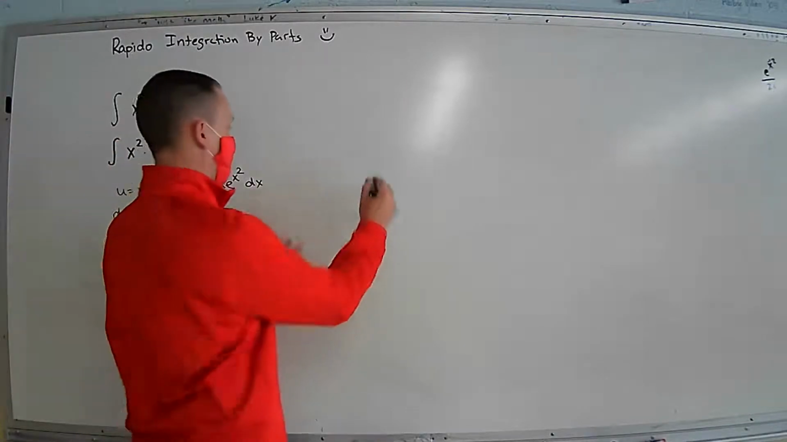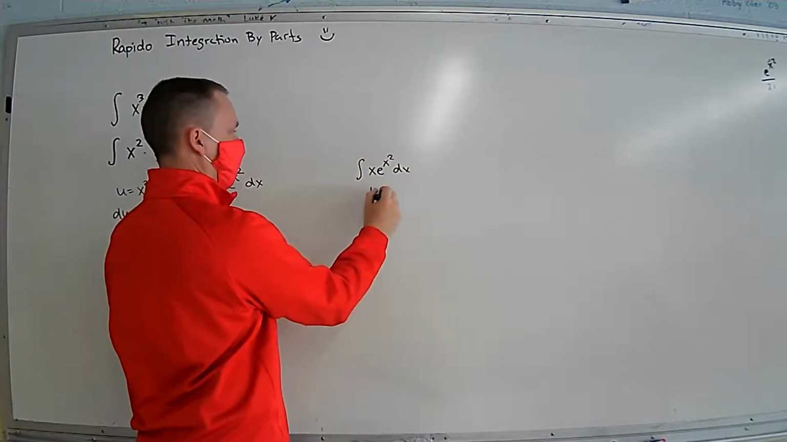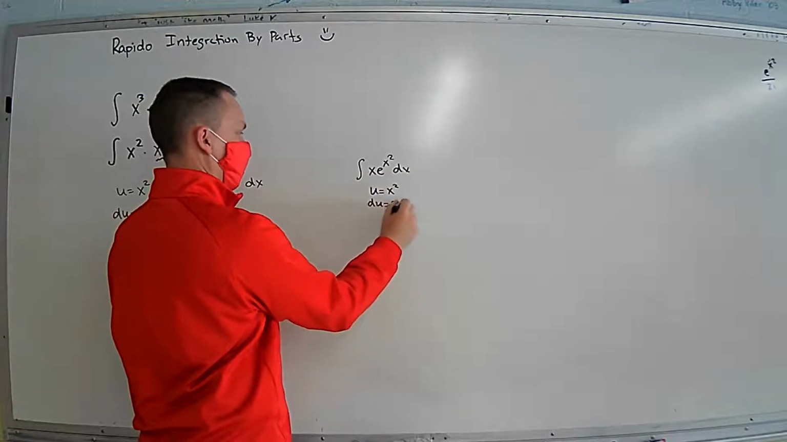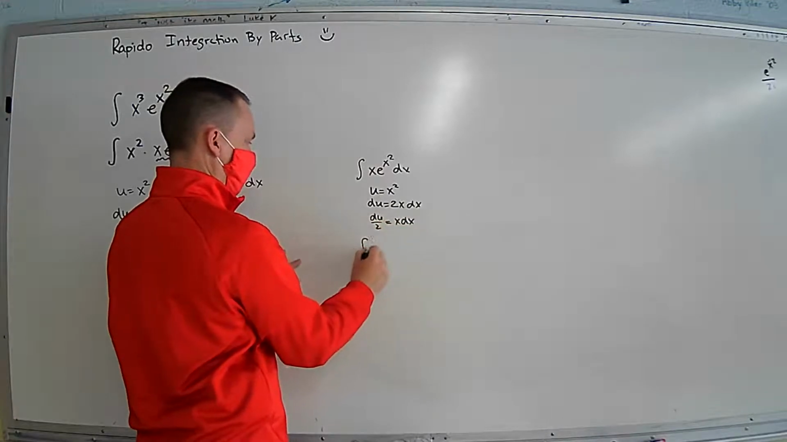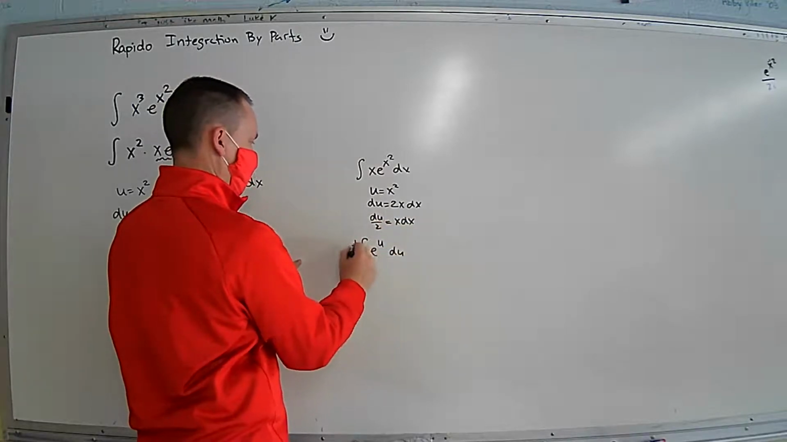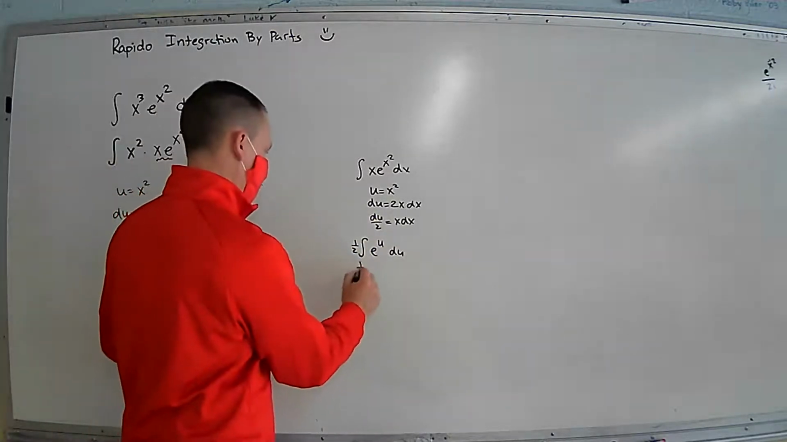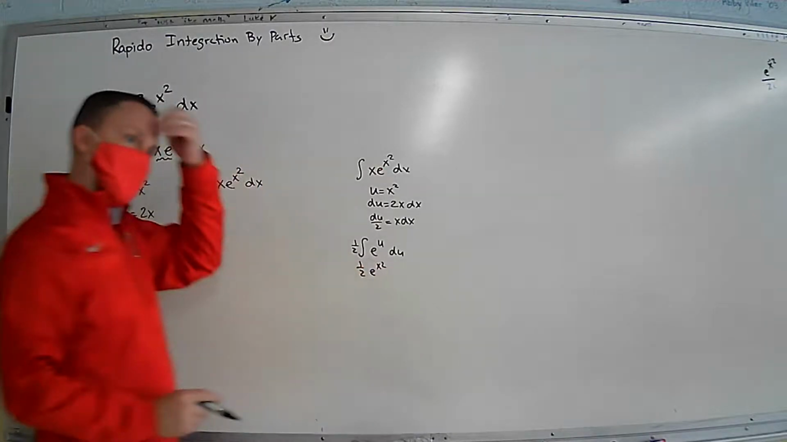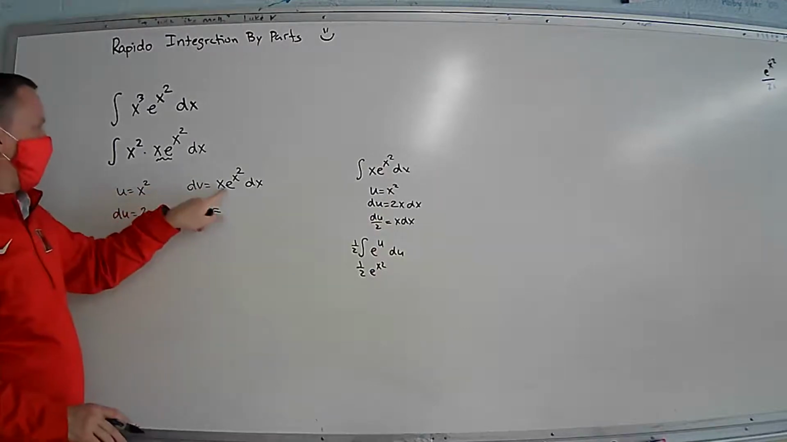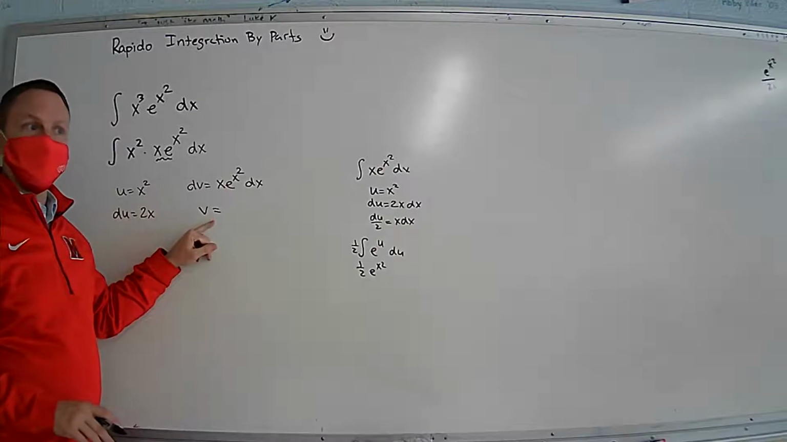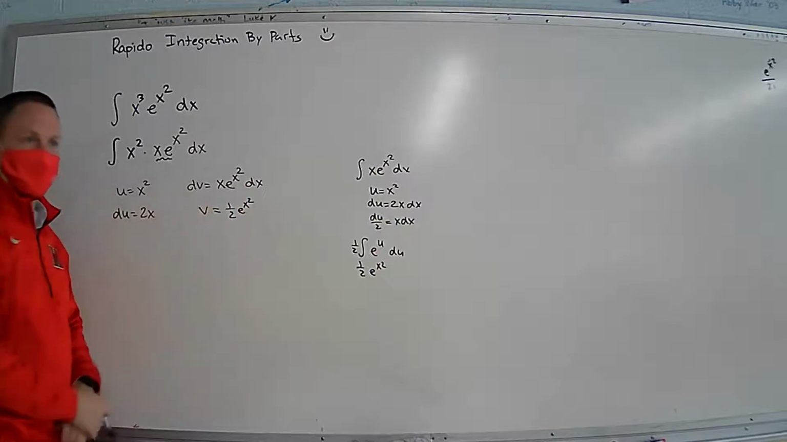Maybe we have to do it over to the side here. If I'm going to work this out to the side, u would be x squared. Du is 2x dx. So du over 2 is x dx. So that's e to the u du over 2. So what's the answer there? 1/2 e to the x squared. So if dv is x e to the x squared, what's v? One half e to the x squared.